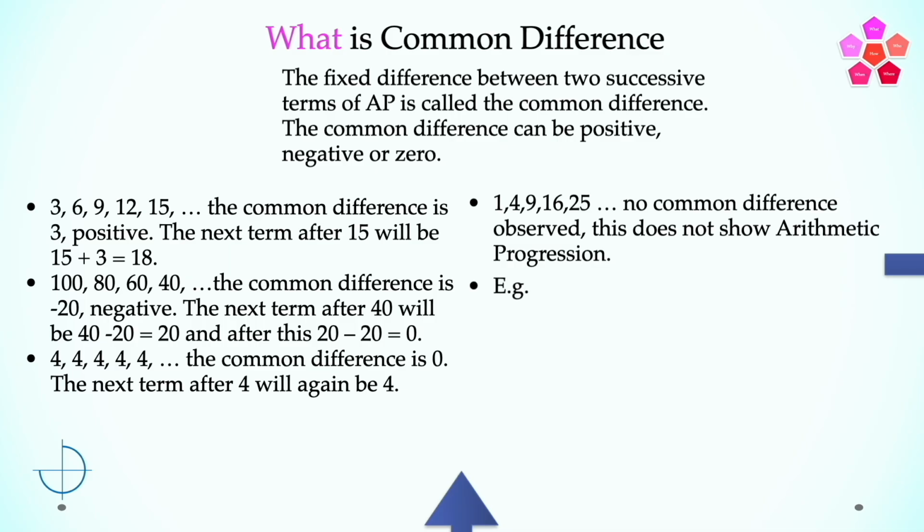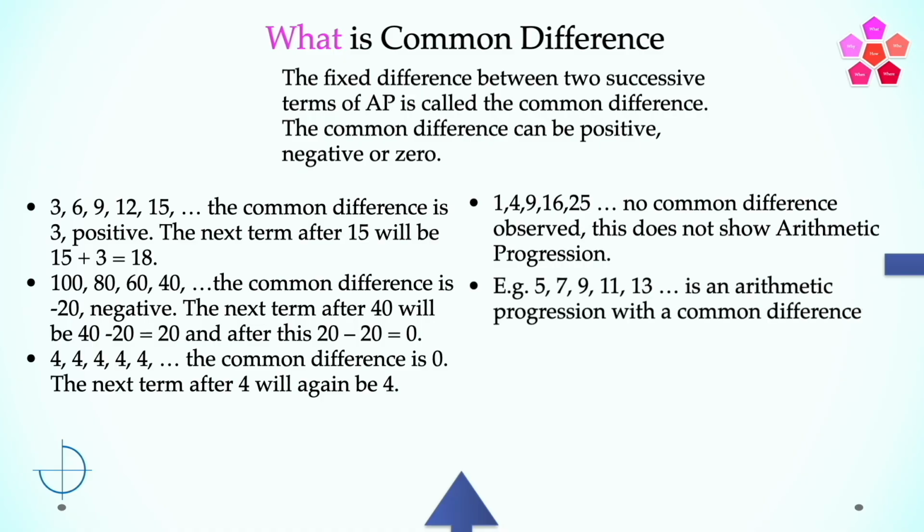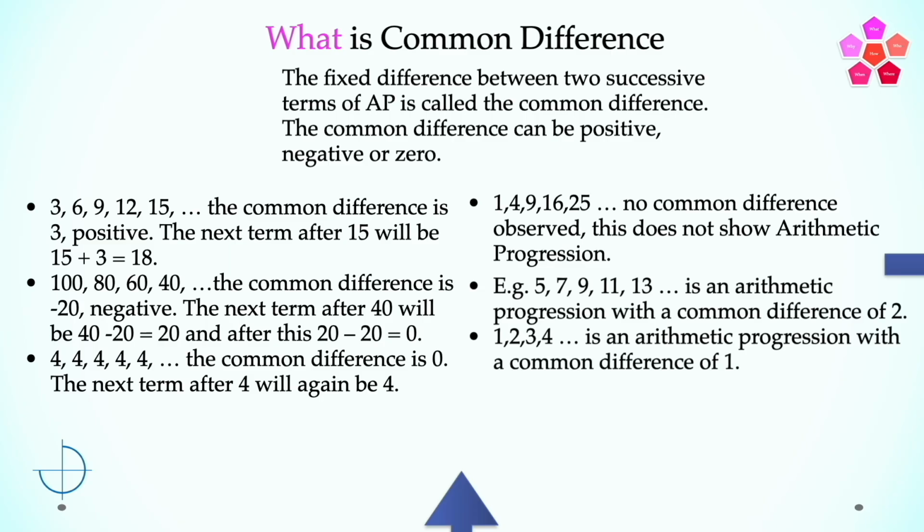Let's take another example: 5, 7, 9, 11, 13, and so on. This list of numbers is an arithmetic progression with a common difference of 2. Let's take another list of numbers: 1, 2, 3, 4, and so on. This is an arithmetic progression with a common difference of 1.